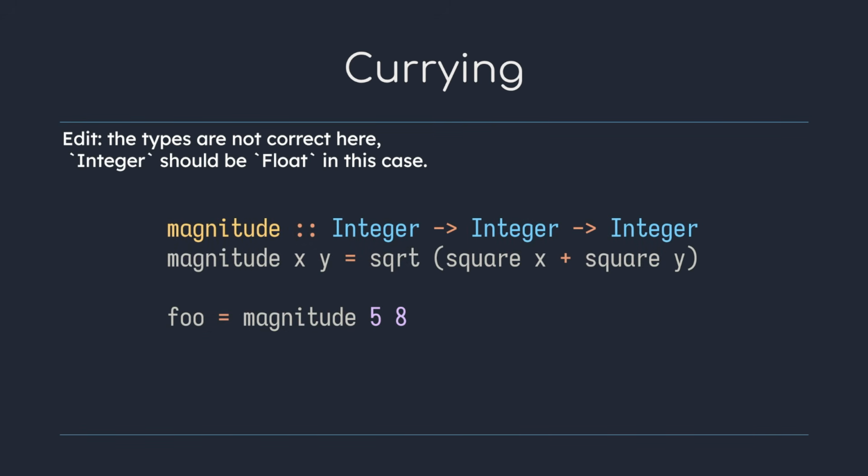In this case, foo would just be our return value. So what happens when we don't provide a second argument, 8? Interestingly, we don't get a compiler error. This is because foo has now become a function, and this is its type.